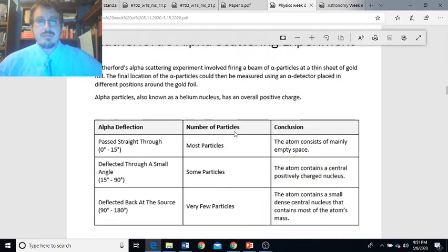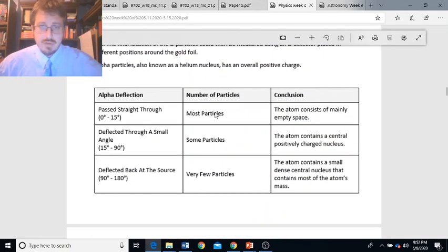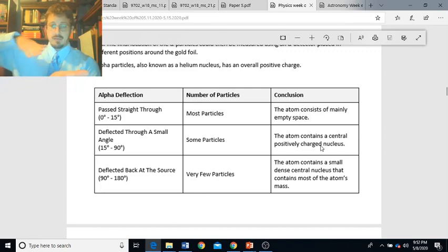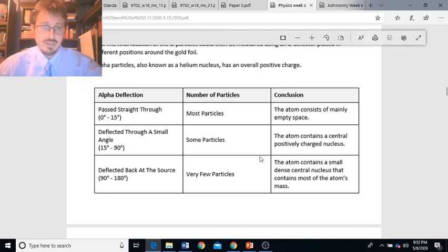What does that mean? Well, because most particles pass straight through, the atom consists of mainly empty space. There was no interaction, the alpha particles just passed clean through. Because some particles were deflected through a small angle, the atom contains a central positively charged nucleus. As those positively charged alpha particles came near the nucleus, those positive charges repelled, and so they were deflected at a shallow angle. So now we know that the atom contains a central positively charged nucleus due to that observation.